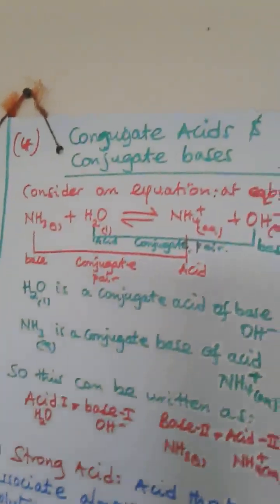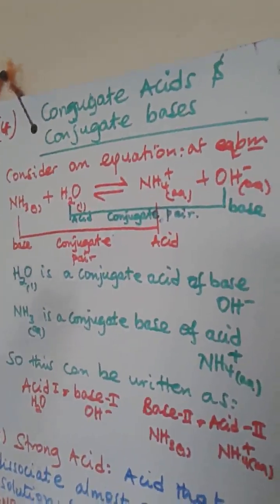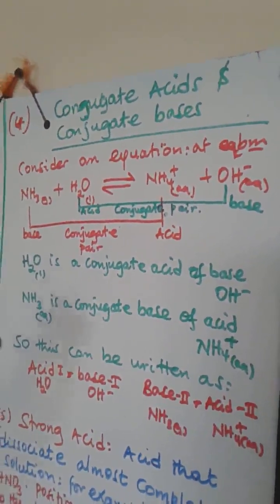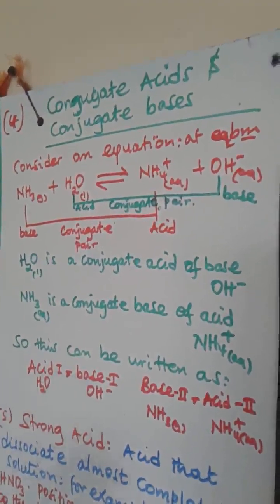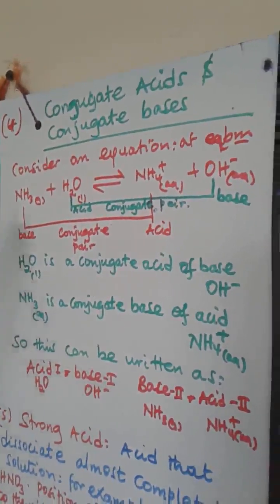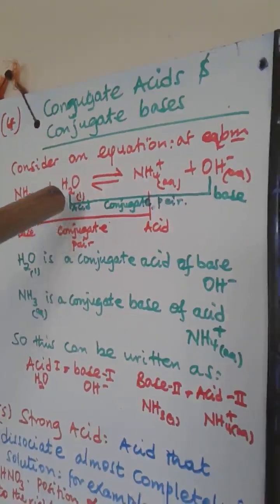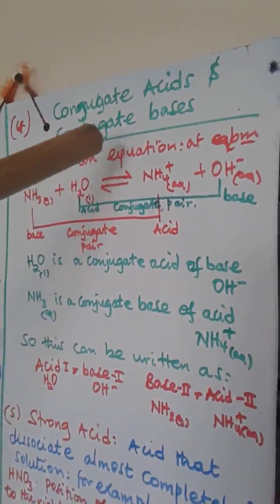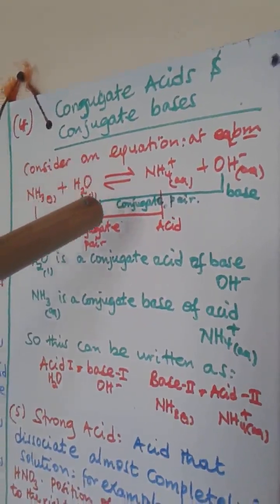Number 4, we talk about conjugate acids and conjugate bases. Now, if I go back to your math, a conjugate means if I have -2, a conjugate of -2 is +2 in that case. So let us consider that and see. Consider an equation, this one here. Now, conjugate, I normally use it when we are considering either a double arrow or a single arrow, it doesn't matter.